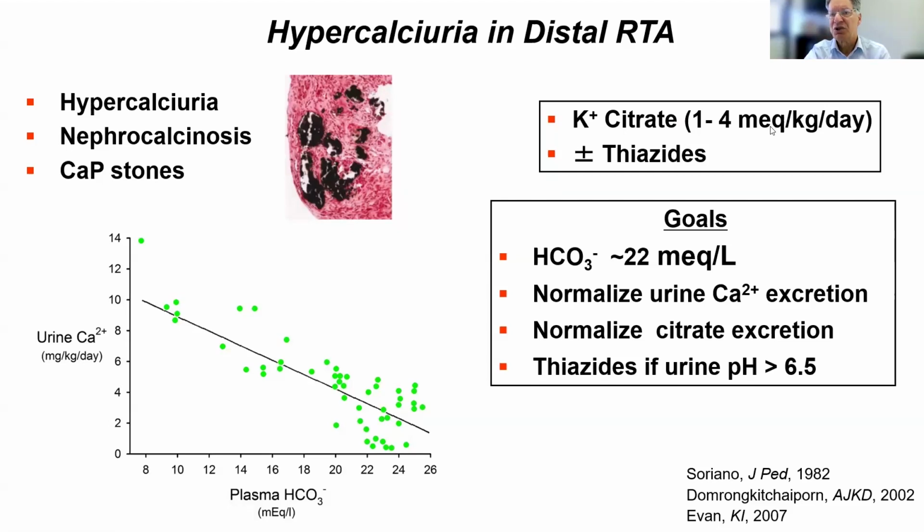So we treat the patients with K-citrate, and we may or may not give thiazides to try to get the bicarbonate to around 22. We try to normalize the urine calcium excretion by elevating the blood bicarbonate. We also increase citrate excretion when we do this. But if the urine pH goes above 6.5, we hold off, and then we may give thiazides. That problem is with thiazides, you can make the hypokalemia worse.